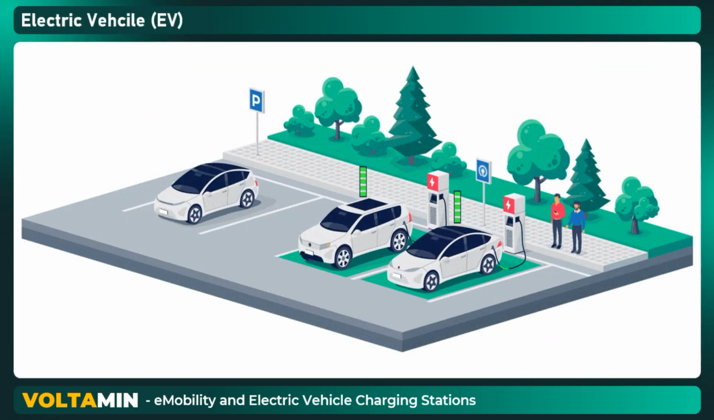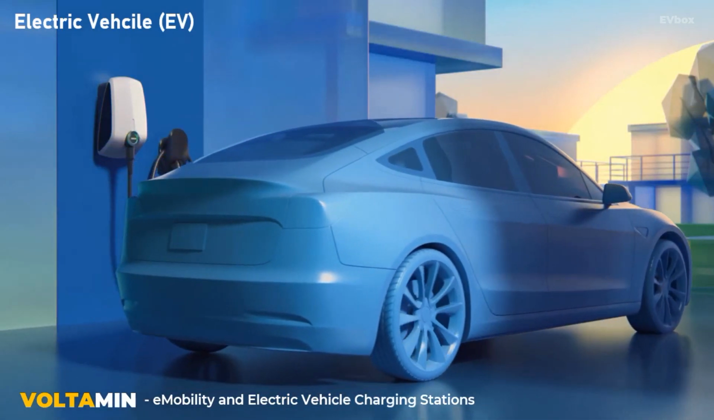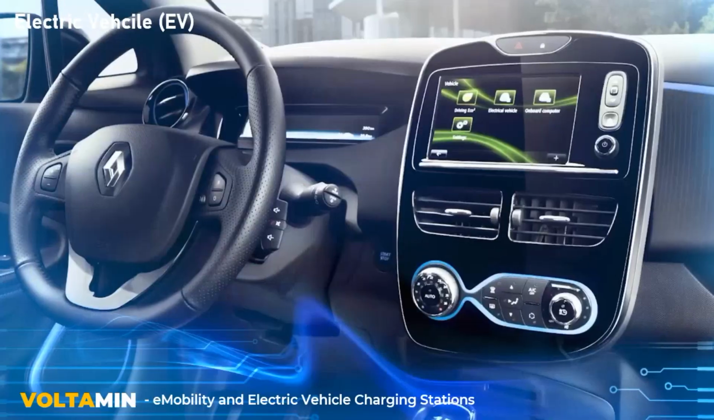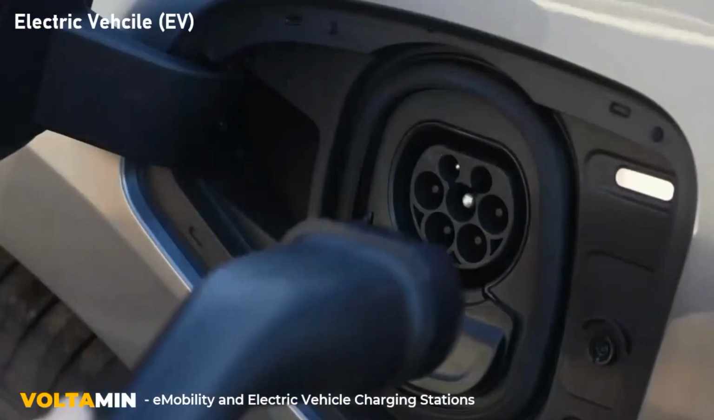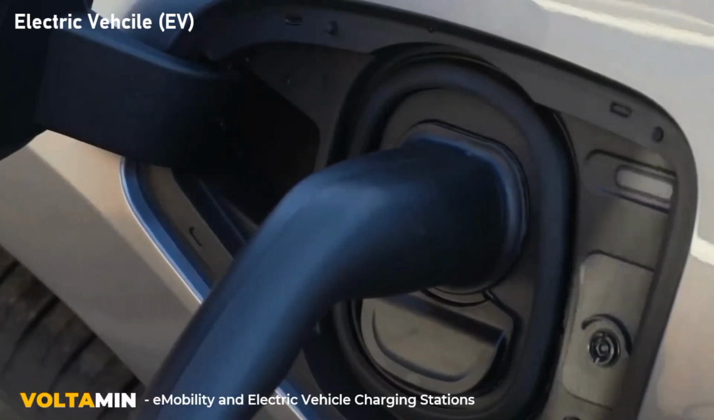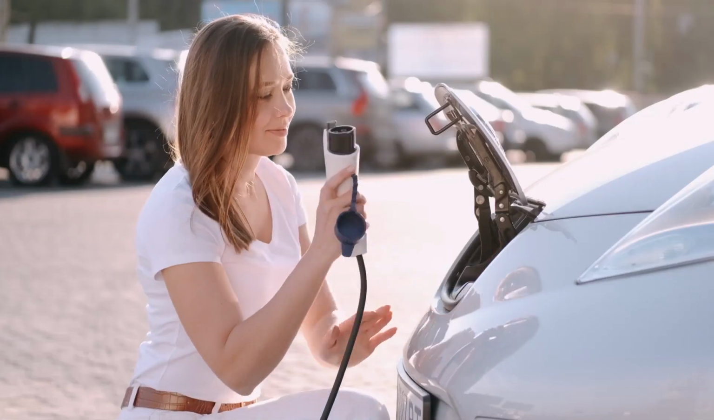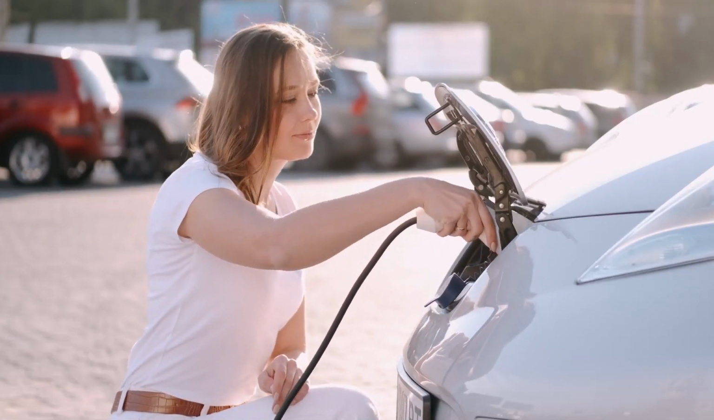The first component of the eMobility network is the electric vehicle or EV. An EV is defined as a vehicle that can be powered by an electric motor that draws electricity from a battery and is capable of being charged from an external source. There are two types of electric vehicle involved in eMobility: plug-in hybrid electric vehicle and all-electric vehicle.